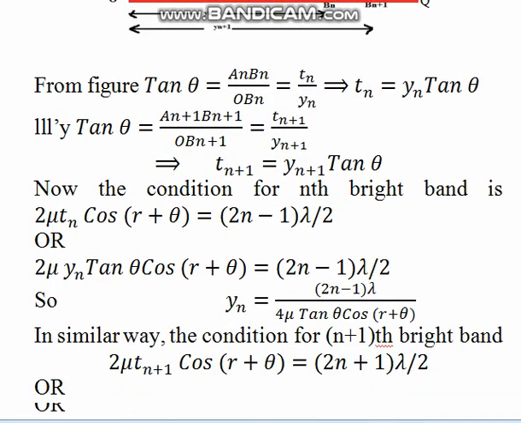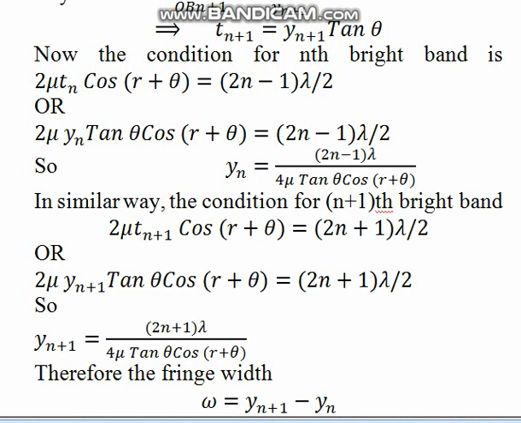Now let's see the similar process. Let's apply the condition for the n plus 1th bright band. Simply by replacing n by n plus 1 in this expression, which is the expression for the nth bright band, you can obtain this expression. Give the value Tn plus 1, it is Yn plus 1 tan theta, and again solve this equation for Yn plus 1.